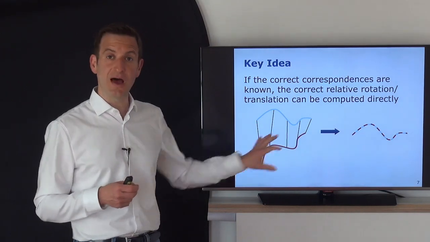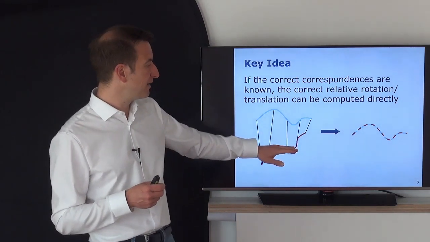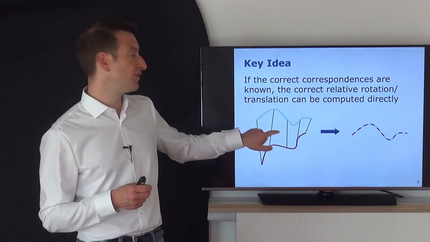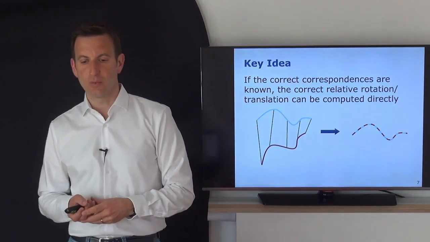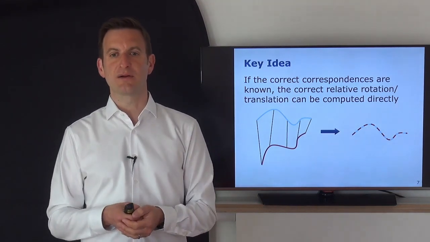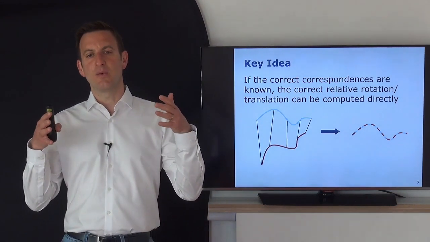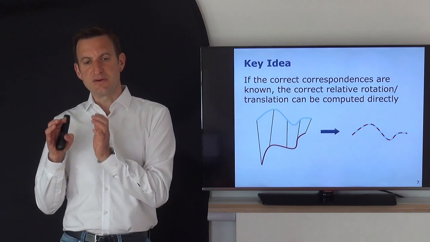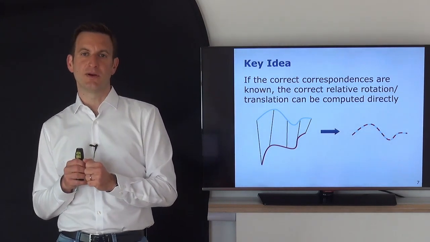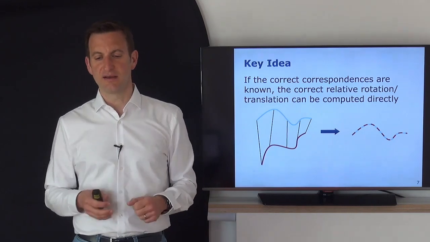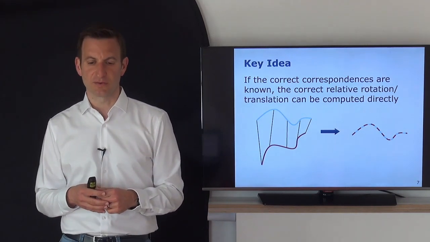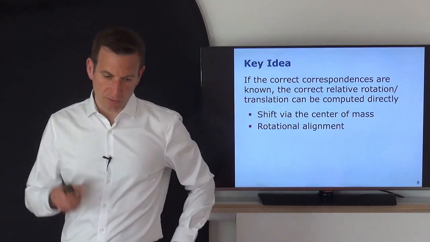Okay, so the question is, how do we actually do that? How do we obtain the translation and rotation parameters to turn this situation into this situation? And that's what the iterative closest point algorithm is about, or let's say what one key ingredient of the iterative closest point is about, because this so far is not iterative. This is just an alignment step given those correspondences. And so how does that work?